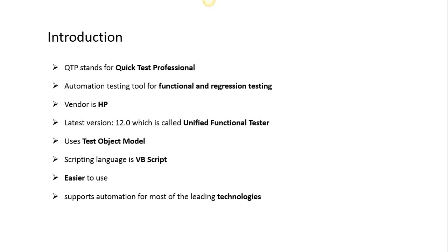QTP has one of the best identifying mechanisms for identifying the objects and storing them, and the complete process is very amazing. By default QTP provides you the record and playback option, and if you want to enhance the script using a scripting language, then you may use VB script. This is one of the easiest scripting languages available, so it is very easy to use as well.